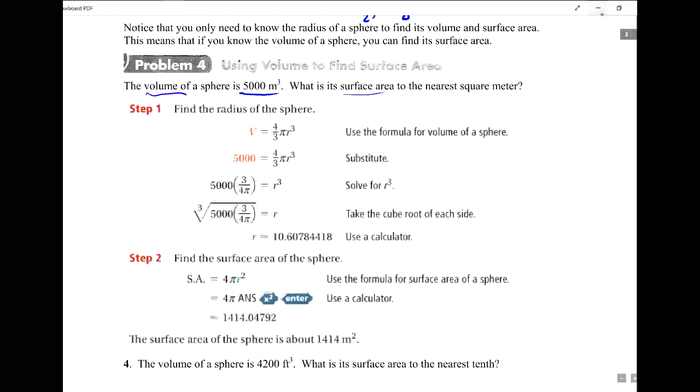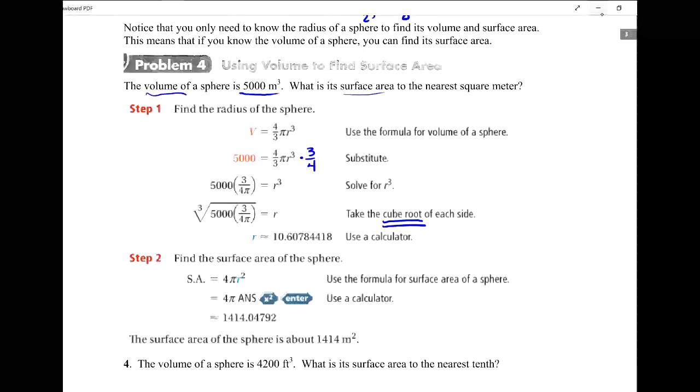We substitute in, and to get rid of a fraction, we multiply by the reciprocal, which gets rid of our fraction, and then we're going to divide by pi, so that's where we get our 3/4 pi on this side. And this is r cubed. Now to get rid of a square, we took the square root. To get rid of a cube, we take the cube root.